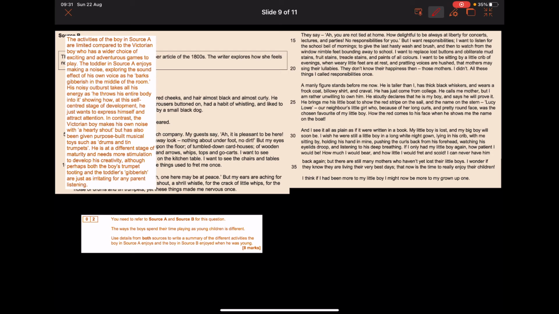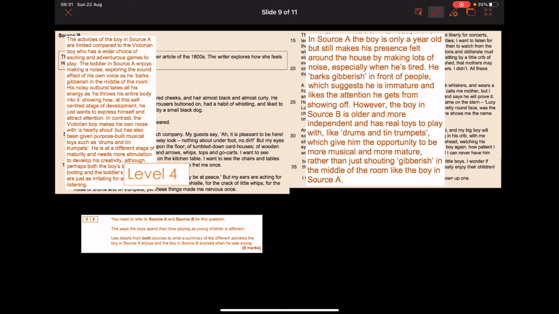Okay, nice level 4 answer there. The level 3 answer: in source A, the boy is only a year old but still makes his presence felt around the house by making lots of noise, especially when he's tired. He barks gibberish in front of people, which suggests he is immature and likes the attention he gets from showing off. However, the boy in source B is older and more independent and has real toys to play with, like drums and tin trumpets, which give him the opportunity to be more musical and more mature, rather than just shouting gibberish in the middle of the room like the boy in source A.